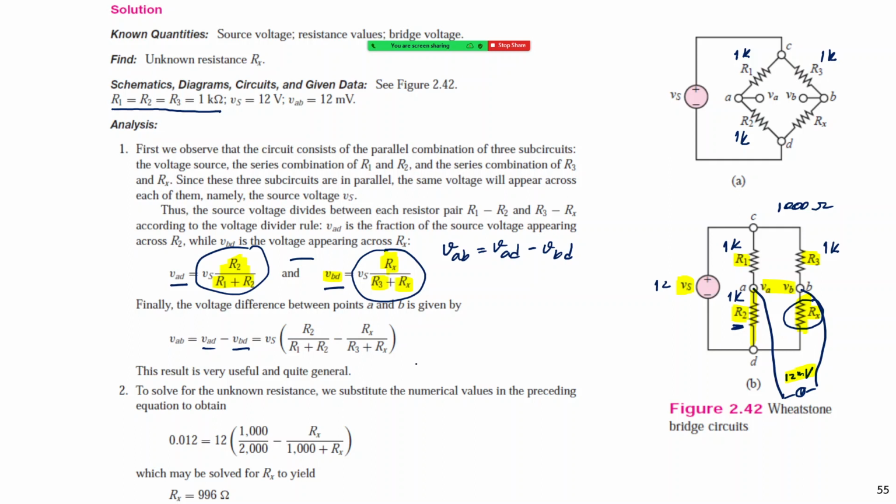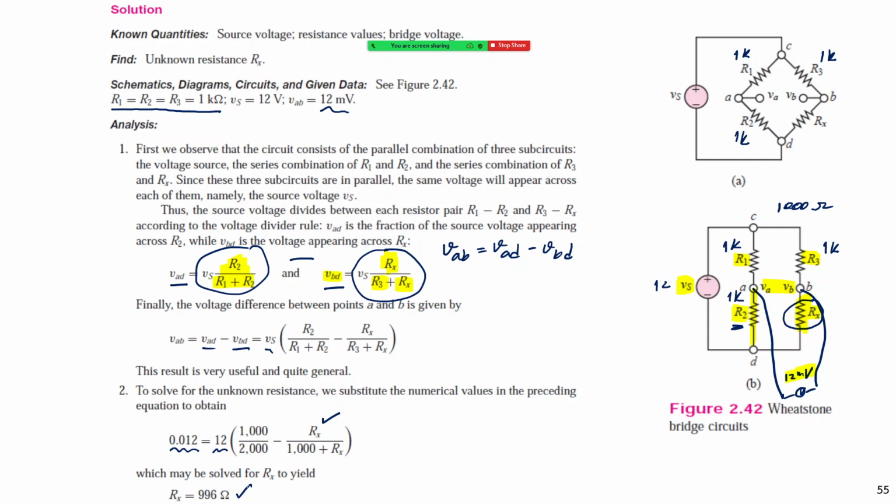So we can substitute all the known values, where VAB is 12 millivolt and Vs is 12 volt, with R1 by R1 plus R2 and Rx by R3 plus Rx. So we can solve for Rx, and in this case we get Rx as 996 ohm. Okay.